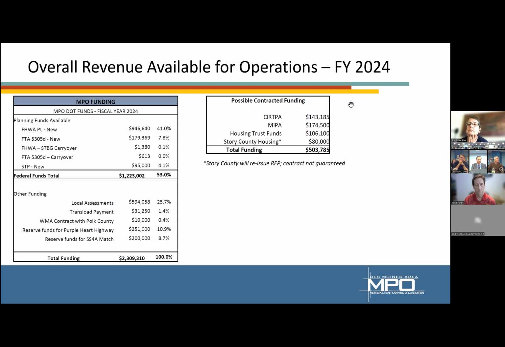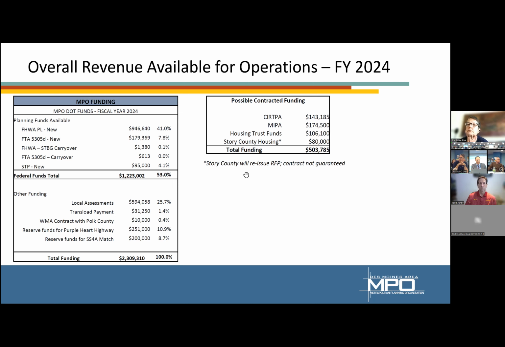We then have what we're calling other possible contracts. And this is to that conversation we just had. We have the ongoing contracts. We have contracts for all of these except for the Story County one. So you can see what those revenue sources would be. And we only show those because those impact the various scenarios that we'll talk about here in a moment.